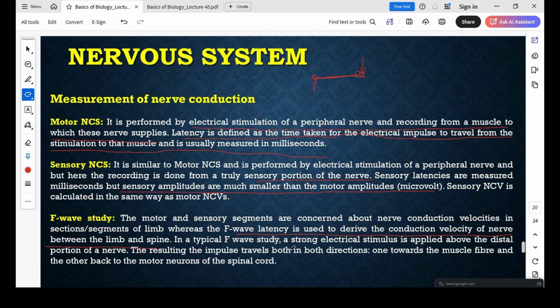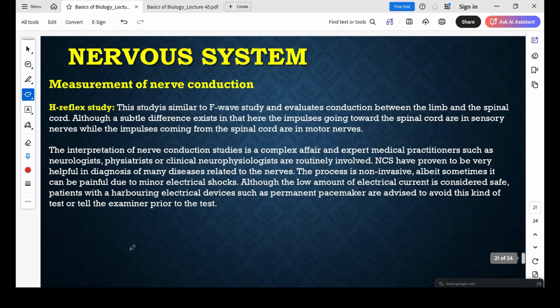In a typical F-wave study, a strong electrical stimulus is applied above the distal portion of the nerve. The resulting impulse travels in both directions, one towards the muscle fiber and the other back to the motor neurons of the spinal cord. You measure the times taken for both, record the signal at both of these places, and measure the time taken. This will give you an idea of the latency of that nerve.